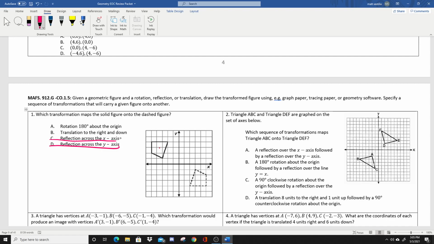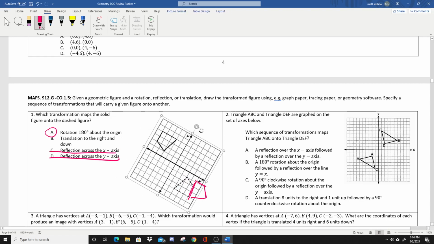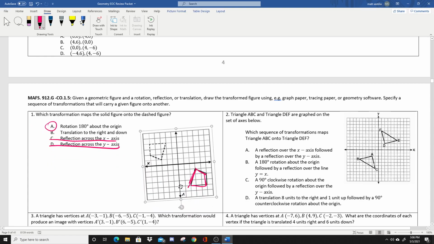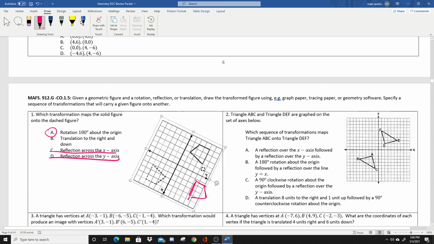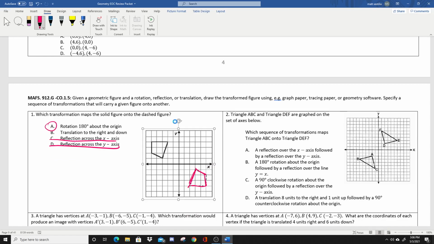Part B, yeah, you can translate it this way and go down, but translate means you're not turning or flipping the object, so it literally looks the exact same way as it does, so it's not going to look the same. So the answer is actually A, and you can prove this to yourself. If you click on this, actually I'll make a little diagram here. Keep the ink there. And if I rotate this 180 degrees, you'll see that that object actually fits on there. So it has a 180 degree rotation. So that is A.